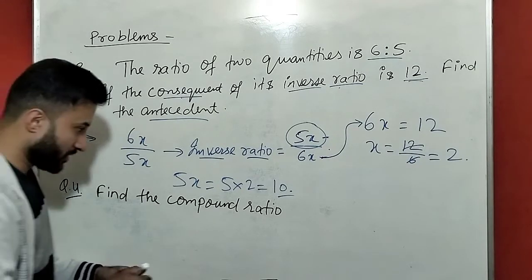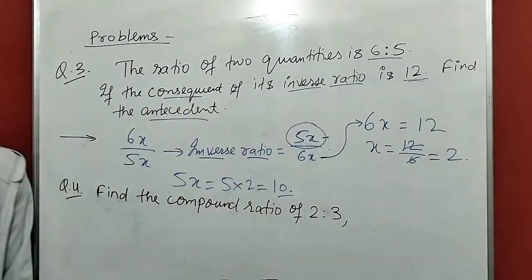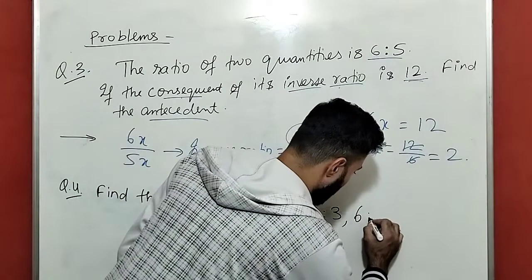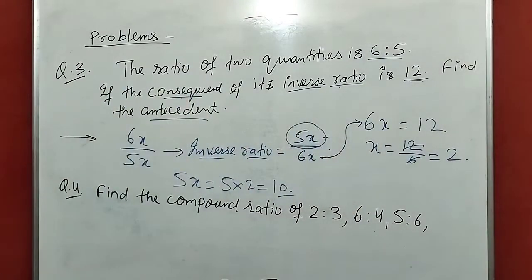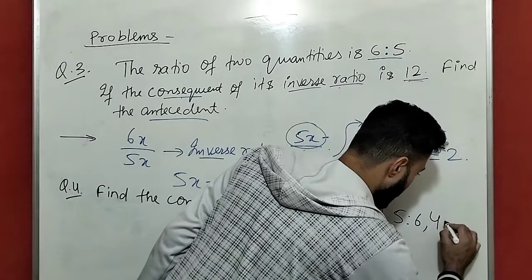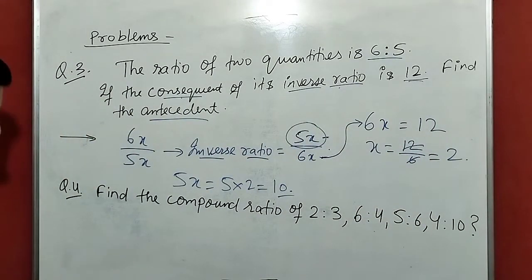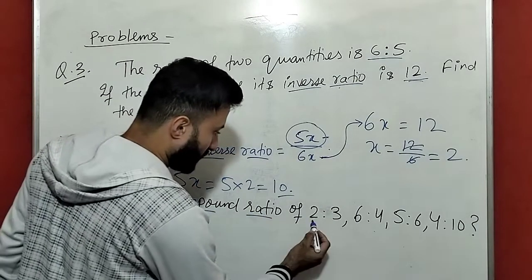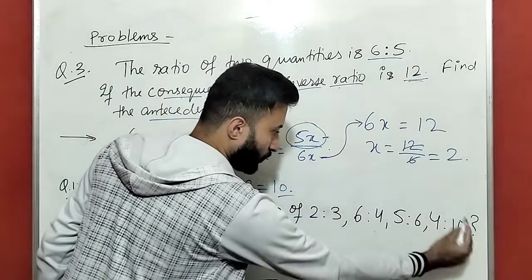of ratios given. Find the compound ratio of 2:3, 6:4, 5:6, and 4:10. So what you have to do, guys? You have to find the compound ratio. So you have to be very good with the formula. You have to find the compound ratio of these 4 ratios.